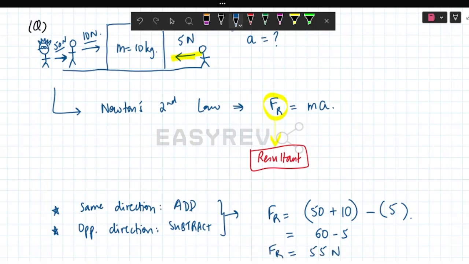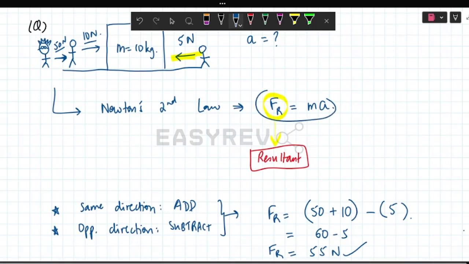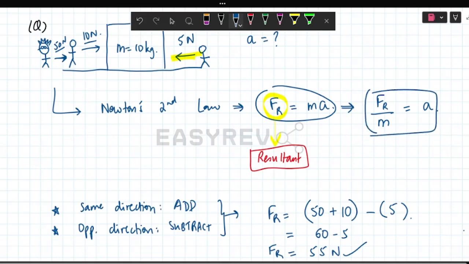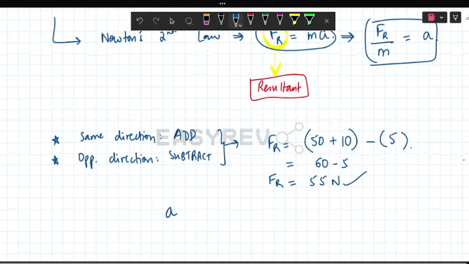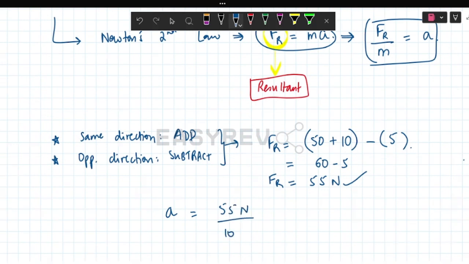Now that I figured out the resultant force, I'm ready to calculate the acceleration. It's just a matter of me rearranging Newton's second law to make acceleration the subject of the formula. That will require me to divide both sides by mass. So I get resultant force divided by mass equals acceleration. So now I just have to plug in the numbers, and I get 55 newtons divided by the mass of 10 kgs, and I get 5.5 meters per second squared.